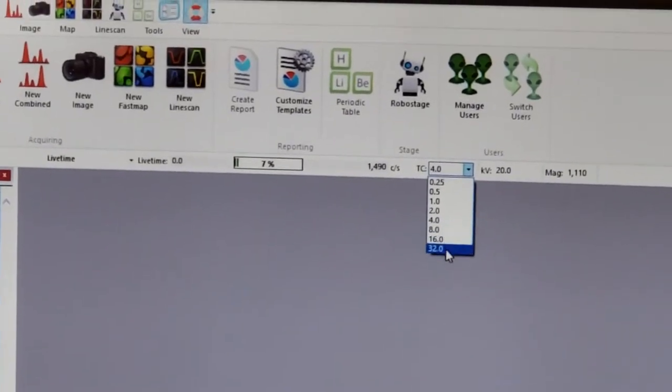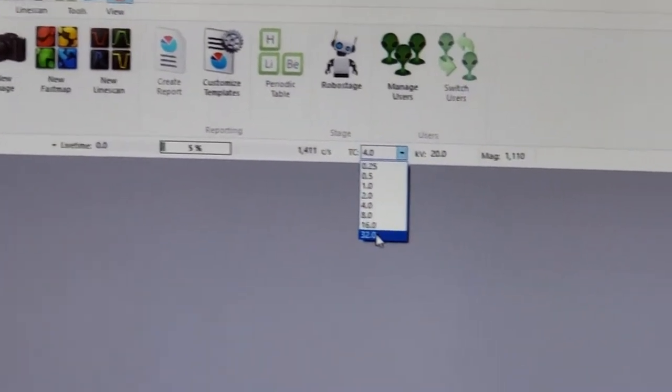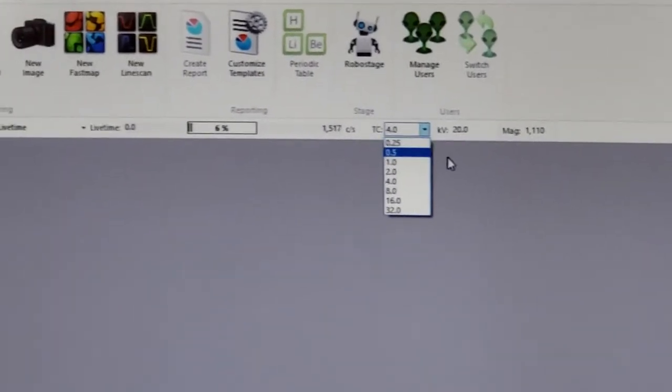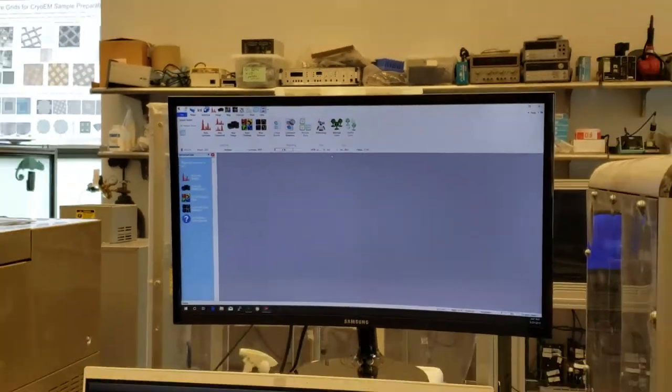Those won't be available to you guys anymore. Those are for liquid nitrogen detectors. LN2 detectors require 32, 16, 8. SDD detectors are 4, 2, 1, 0.5, and 0.25. So realistically, 4 will be the time constant you're going to do most of the bulk of your work.